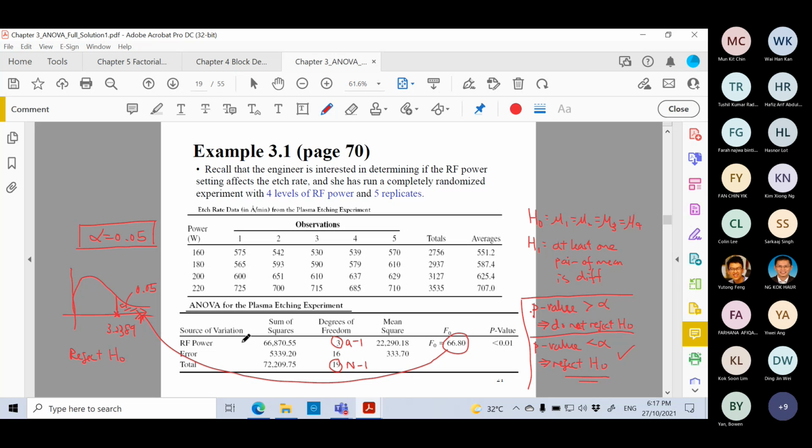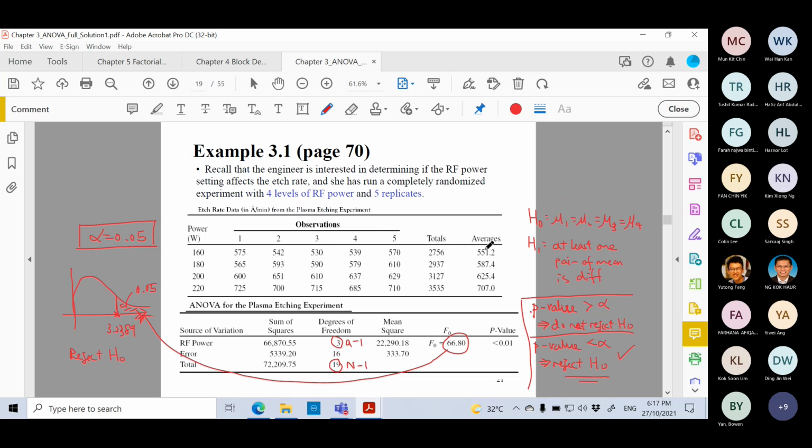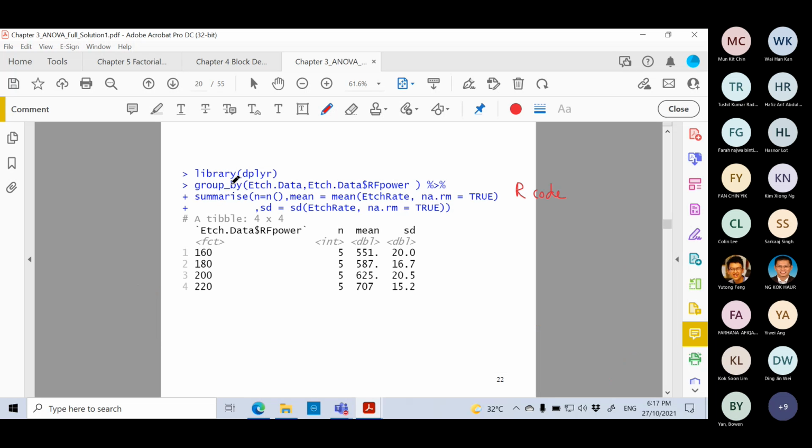So this is the ANOVA table. In general, it suggests that using different RF power will produce different results. I used R code to present the results of the mean for each level. If you calculate these mean values manually, these are the results. If you use software, these are the results, with their standard deviation for each power level. Here I used R code.